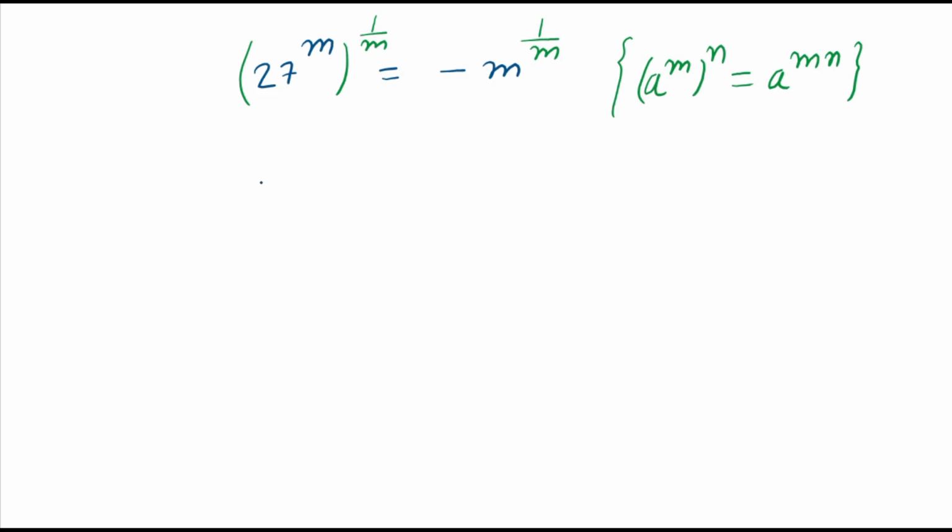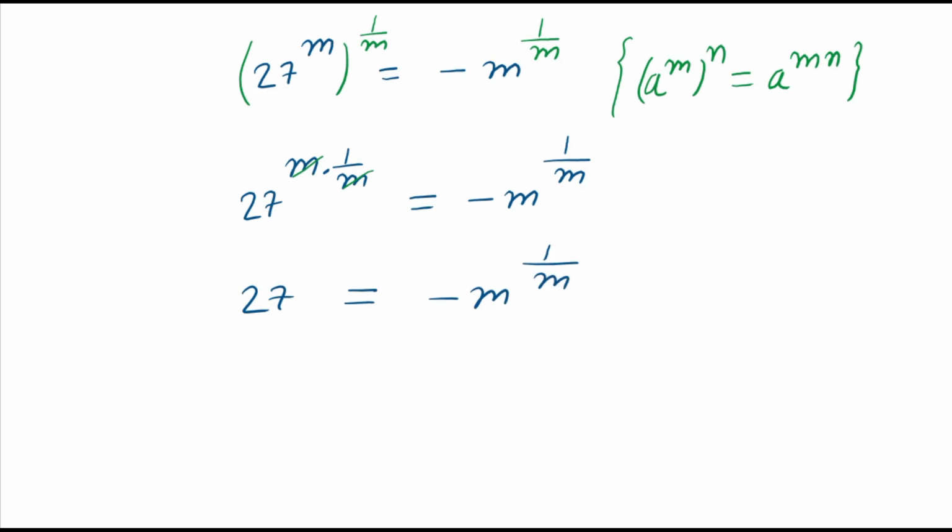If we apply this rule, then in the left hand side 27^(m · 1/m) equals (-m)^(1/m). So in the left hand side, 27 equals (-m)^(1/m). This equation is the same as (-m)^(1/m) = 27.